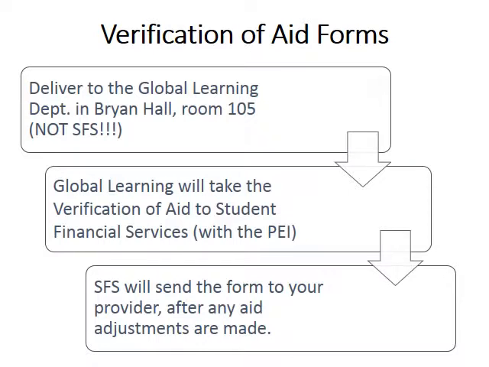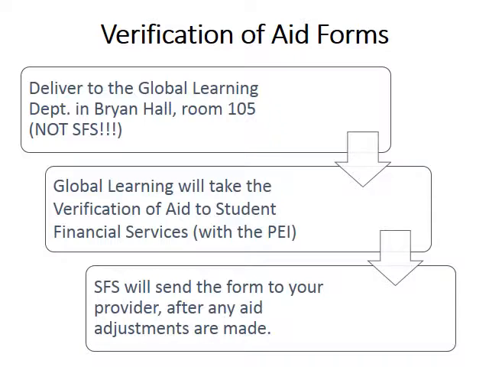Your study abroad provider may have a form to verify that you have been awarded financial aid for the relevant term abroad. Although this form will ultimately be signed by a financial services counselor, you must bring it to the Global Learning Department in Bryan Hall. The form will be sent to Student Financial Services along with your program expense information after the deadline passes.